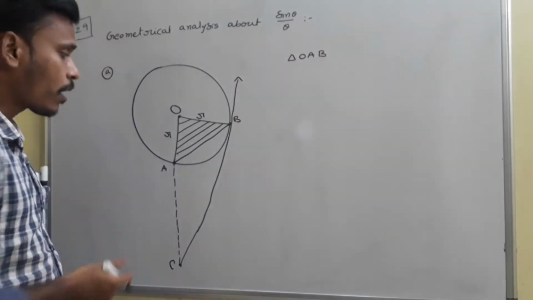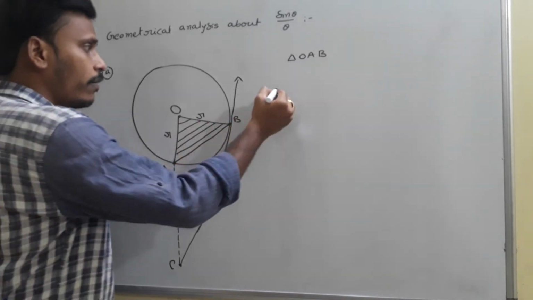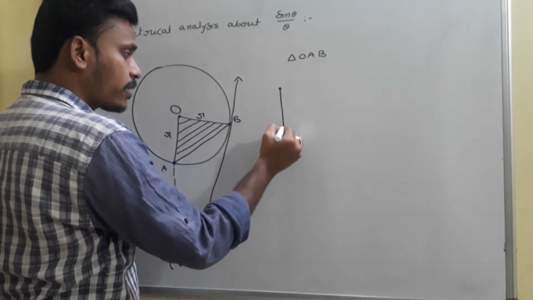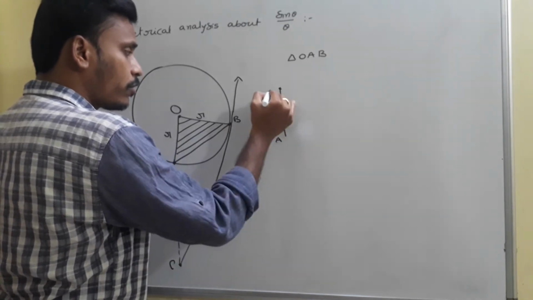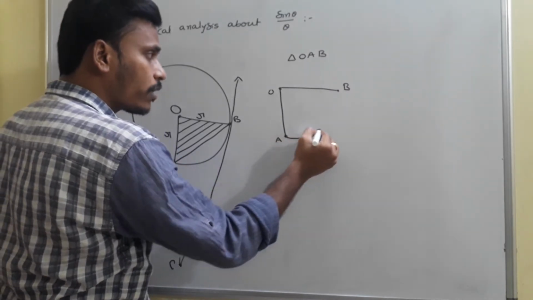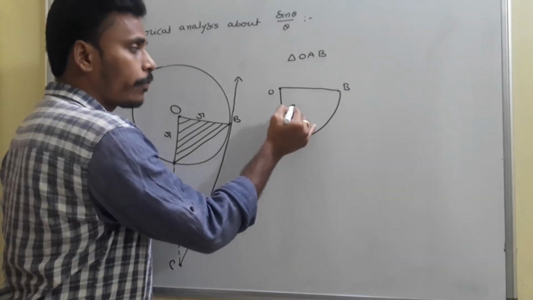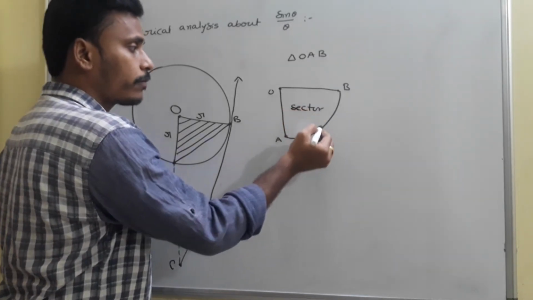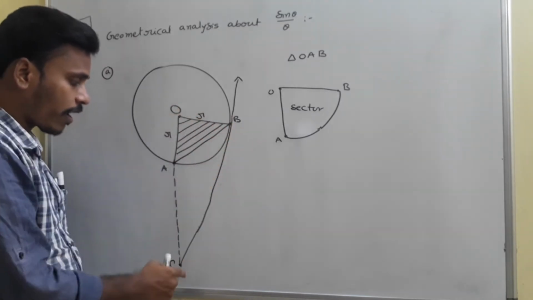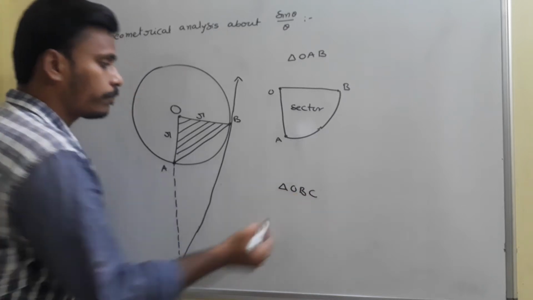And then a sector is there. Triangle OAB is just like a triangle, whereas this is A, this is O, this is B, along with the arc of the circle, we call it sector OAB. This is OAB sector. And then this larger triangle OBC is there.